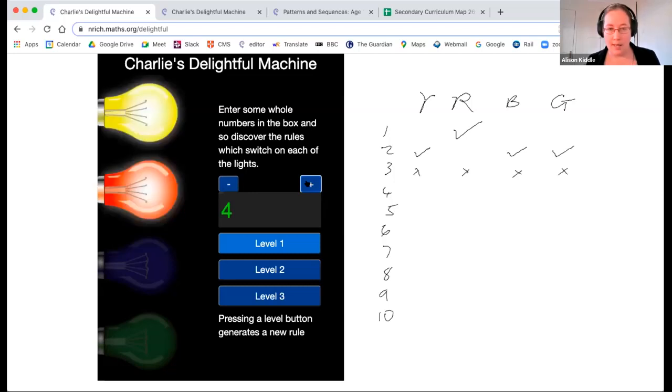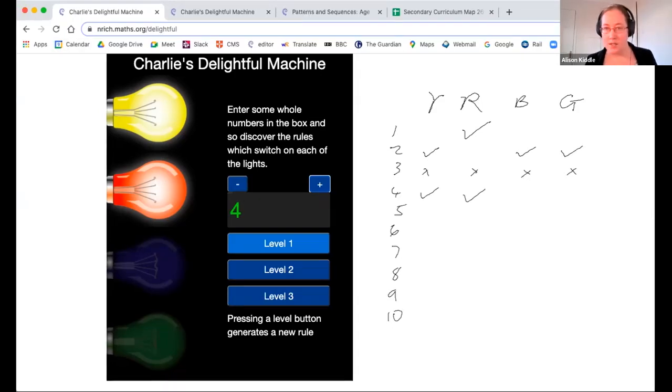So 4 does yellow and red. So I'm going to ask the question again. Does this give me information that might help me to work out the rules? If I know that they are all linear sequences, what might I be able to deduce so far? So I'm just going to give people a moment to pop into the chat if they think they can figure out anything about the sequences that we've got so far.